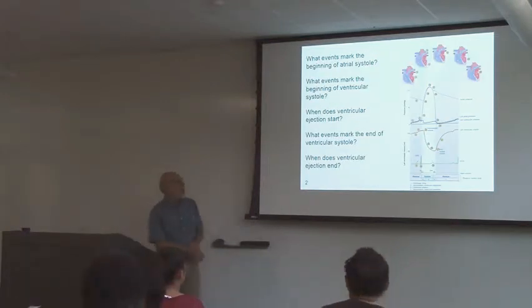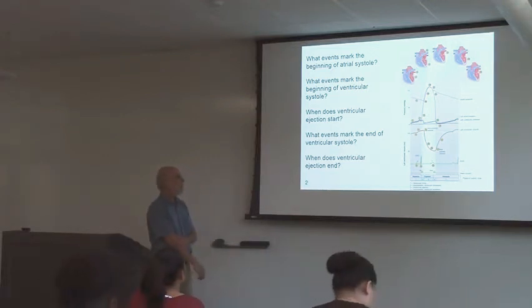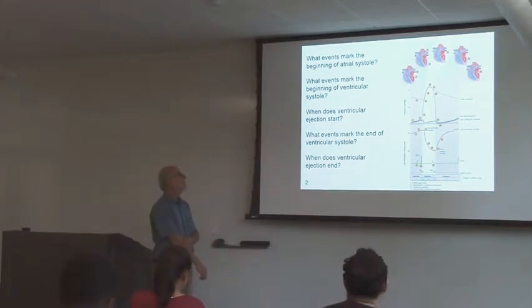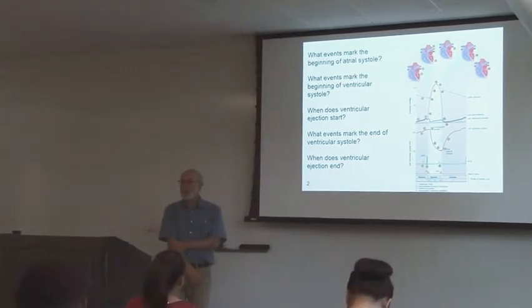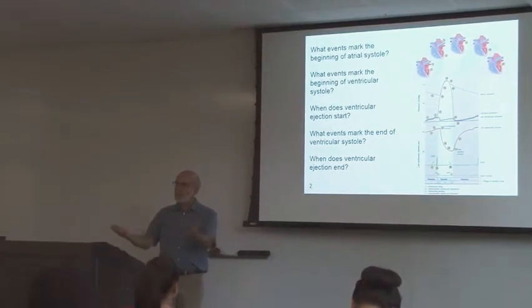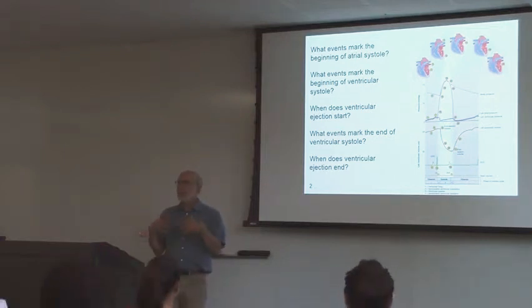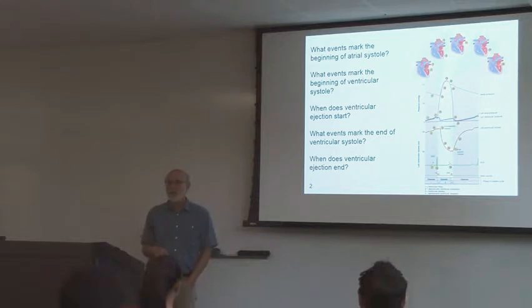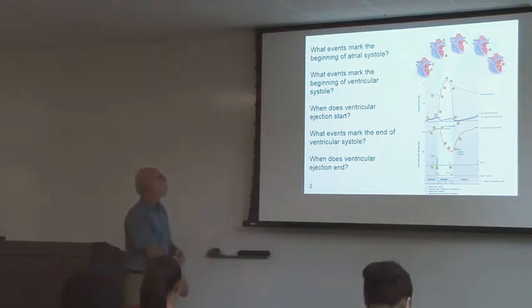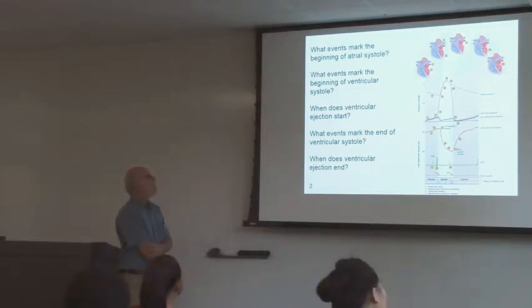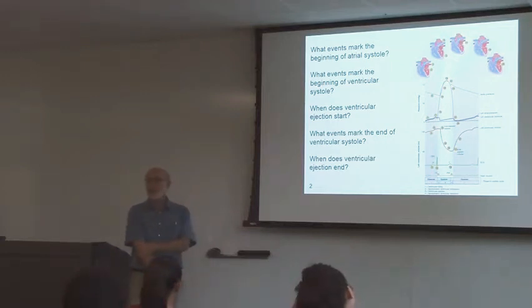Okay, so here is the Wiggers diagram from your textbook, which is hard to see. But let's go through these questions. These questions are not meant to test you. I'll test you next week. They're meant to get a conversation going, by me asking you a question, trying to provoke a question from you in order to clarify something that you might not understand. So, what events mark the beginning of atrial systole?